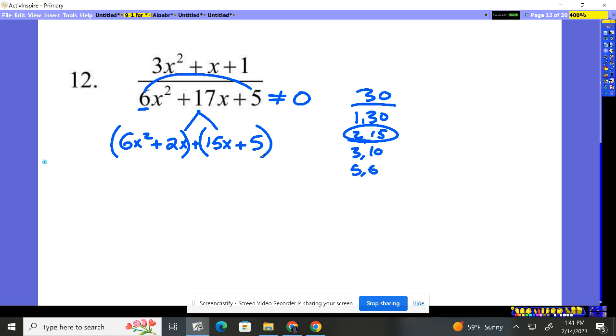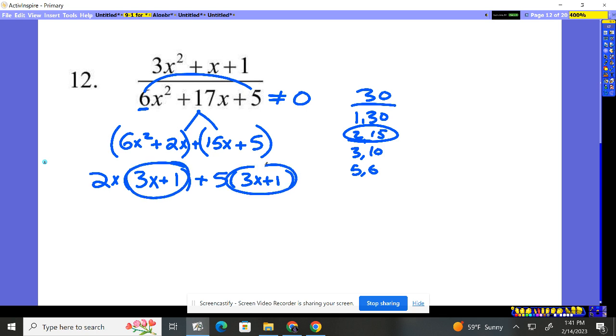I look at this and I say, hey, what number can factor out? A 2 can factor out, and an x. That leaves behind 2 times 3 gives me the 6, and still have an x there, plus 2x times 1. Now what factors out here? A 5 leaves me a 3x plus 1. Notice you have a 3x plus 1 and 3x plus 1, so that's one of the two binomials. The other binomial is the 2x plus 5. So we have now factored it. So the 6x squared plus 17x plus 5 factors down to this right here.